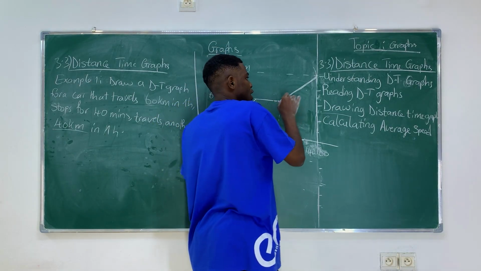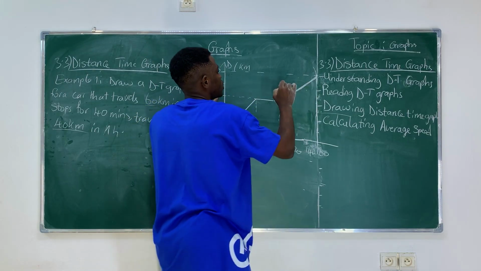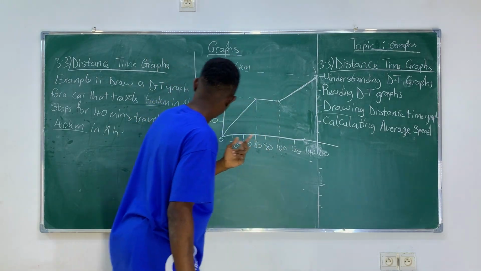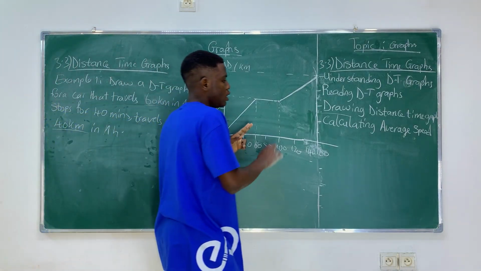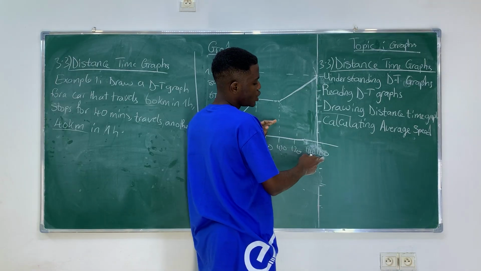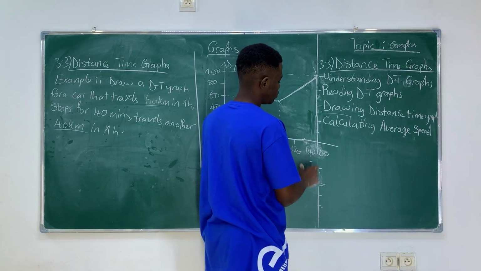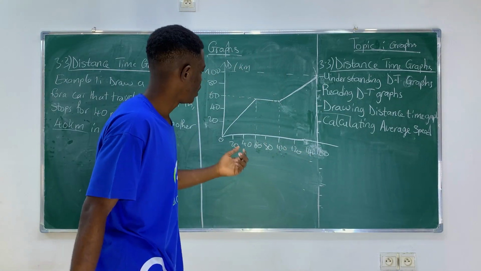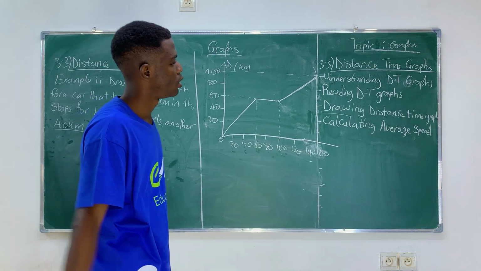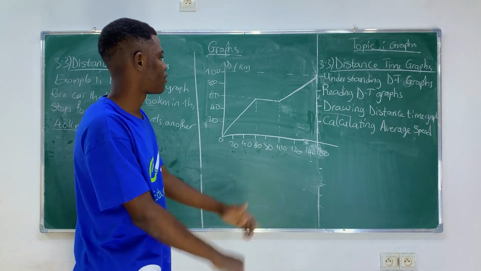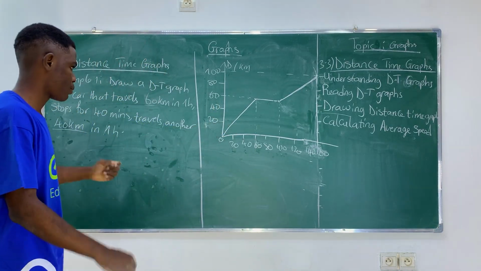So I'll put another 40. You could see from 60 to 100 is 40. And they said it traveled that 40 kilometers in 1 hour. That is why the time difference between 100 and 160 is 60 minutes, which is 1 hour. And just like that, we plotted the distance time graph. So that is a distance time graph discussion.